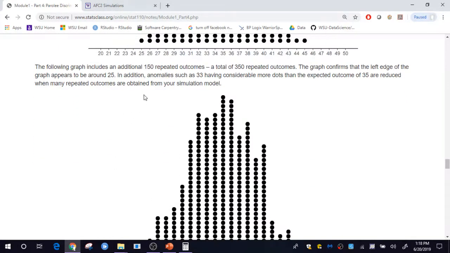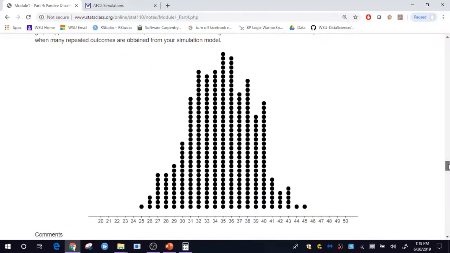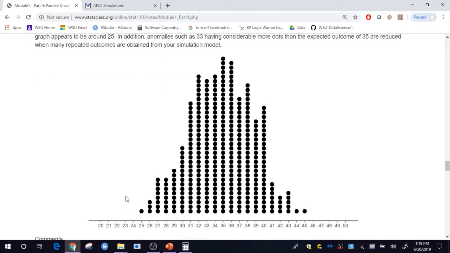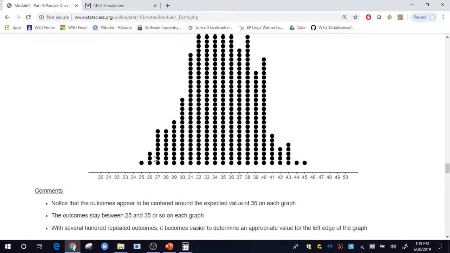If I added, let's see here, I added another 150. So now I'm up to 350 repeated outcomes on this graph. Starting to get quite a few dots there. But here you can start to see that the edge of the graph seems to be settling down right here at 25. So again, 26 has 3 outcomes, whereas 25 has only occurred once, out of those 350 repeated outcomes here. So we're getting a better understanding of where the edge of that graph is when I get more and more outcomes. So just some comments here.